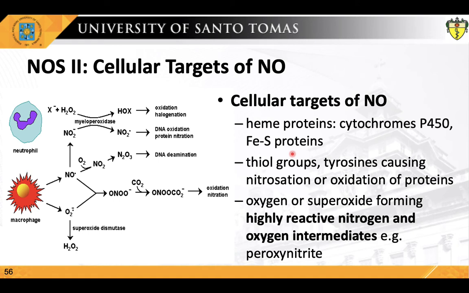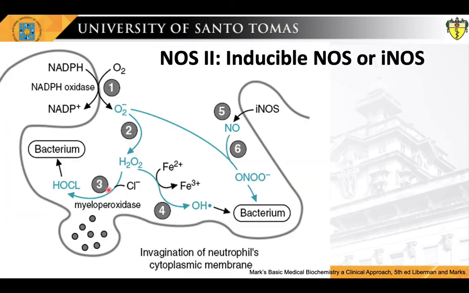Nitric oxide also reacts with thiol groups and tyrosines, causing nitrosation or oxidation of proteins, and with oxygen or superoxide, forming highly reactive nitrogen and oxygen intermediates like peroxynitrite. This is a diagram of the respiratory burst wherein a neutrophil is shown phagocytosing a bacterium and killing it with various reactive oxygen species including peroxynitrite, which is synthesized by the inducible nitric oxide synthase or iNOS as indicated here.